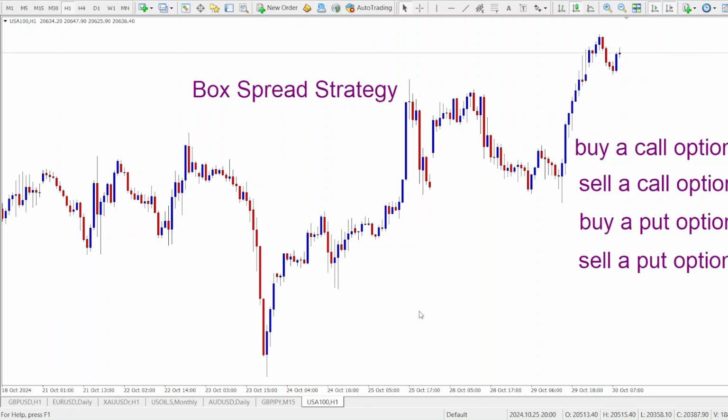If you are a fan of options trading, then you might want to try out this box spread strategy. So there you have it, the box spread strategy in a nutshell. This options trading technique can provide you with a safer way to navigate the markets and can be a valuable addition to your trading toolbox.